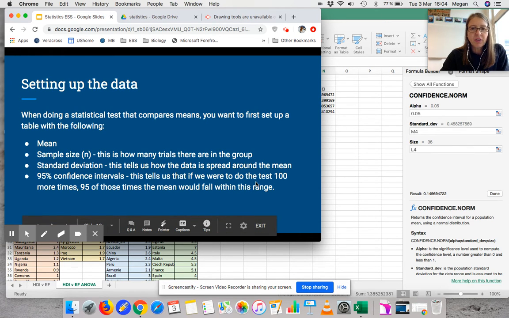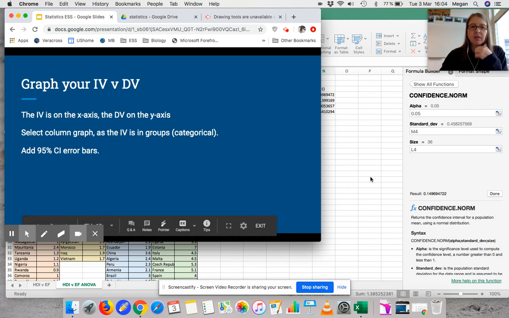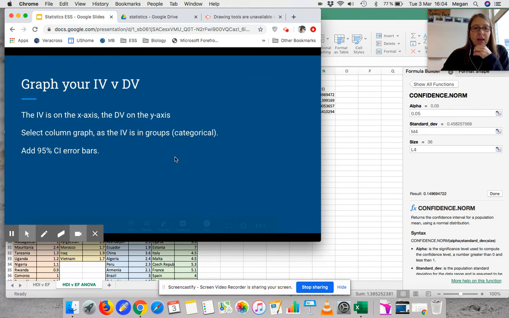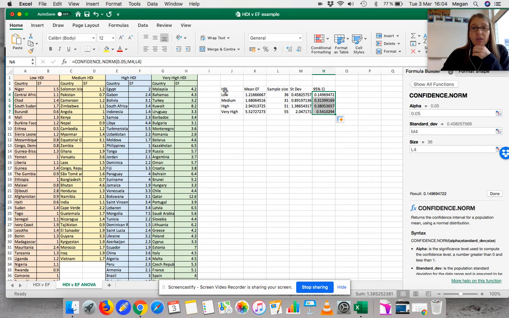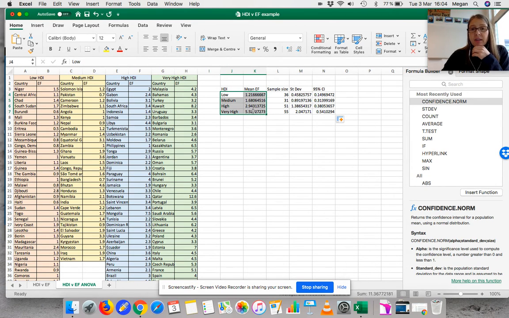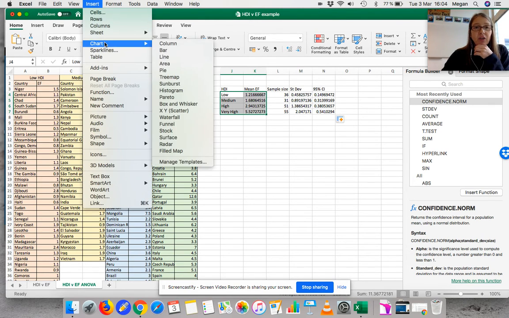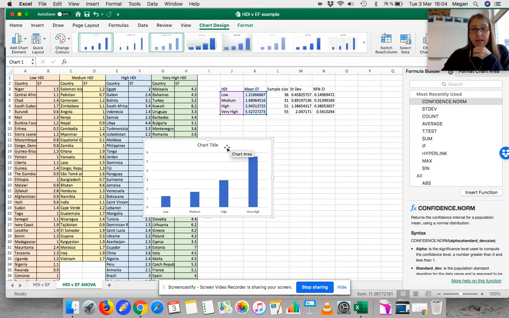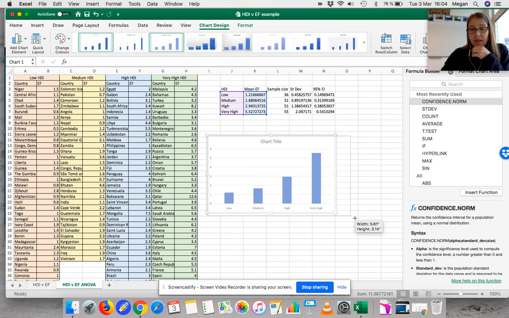So the next thing we're going to do is we are going to graph our data. So again, independent variable goes on the x-axis and the dependent variable goes on the y-axis. And we're going to make a column graph and use the 95% confidence interval for our error bars. So here, I'm going to highlight the data I want to graph. It's only the mean, footprint, and the category. So my independent variable and my dependent variable. Insert chart. This time it's going to be a column chart. And it nicely pops up here. We can make it nice and big.